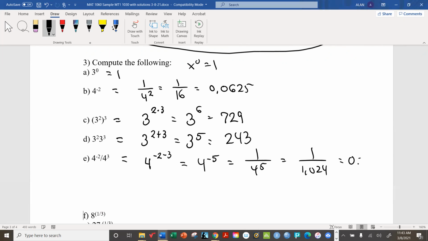I have a question. Yes, go ahead. When are you supposed to write a 1 over the rest of it? Whenever there's a negative exponent. Got you. Okay. That's every time. So like here, that means this is the same as 1 over 4 to the positive 5th. Got you. Okay.